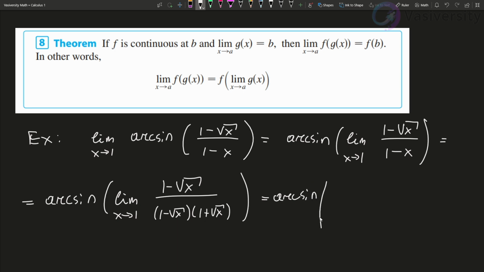Okay, so that's equal to arcsine, and here this and this cancel out. So it's going to be arcsine of the limit as x approaches 1 of 1 over (1 plus square root of x). And if we evaluate, it's going to be arcsine of 1/2, which should be pi over 6, or 30 degrees, in other words. Okay, so we can develop essentially a theorem on the composition of functions.